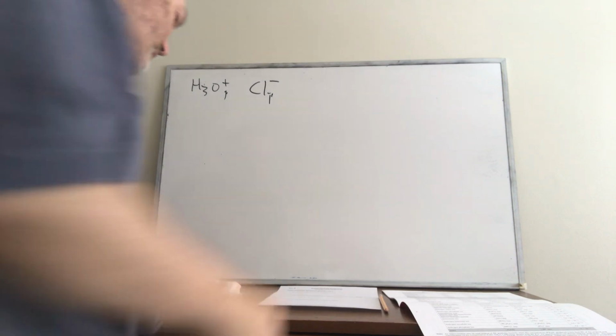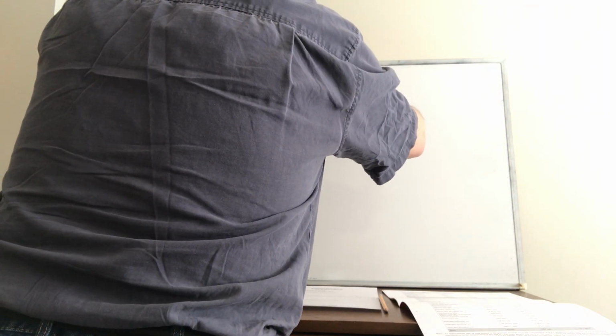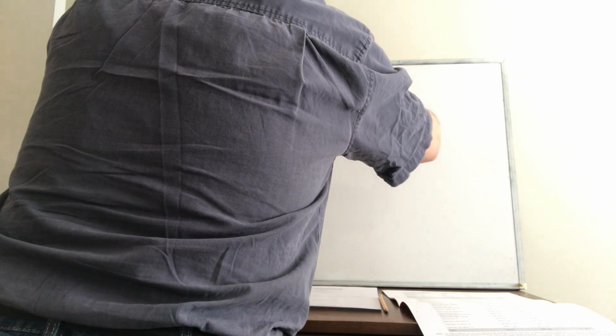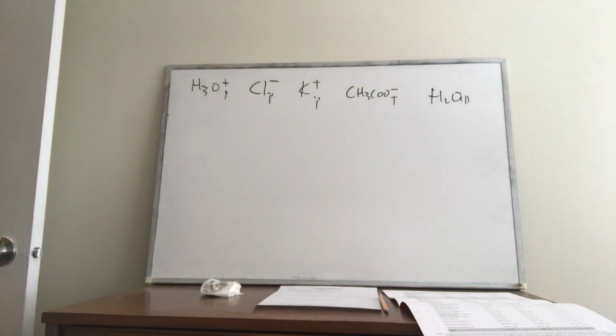Then it's added to a solution, potassium acetate. Oh, we got acetate again. K+, and we have acetate, CH3COO-, and it's a solution, so we have water. Okay, once again I use my chart, and I determine if they can donate or accept.